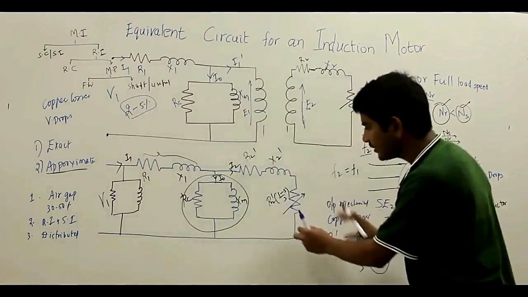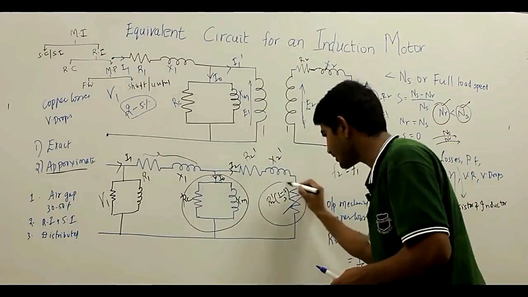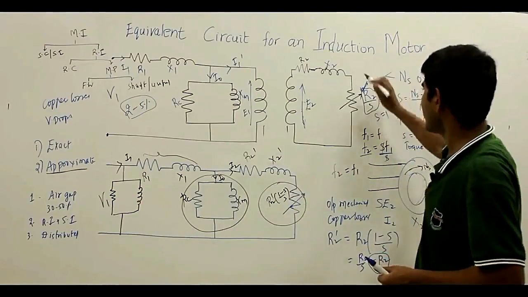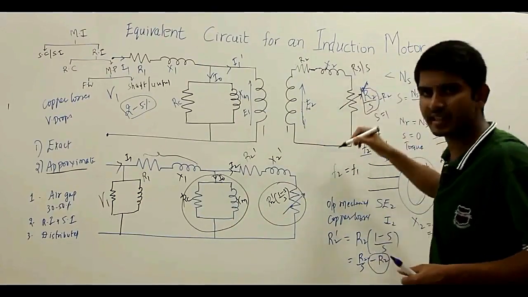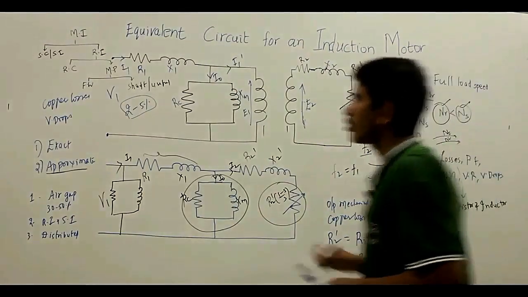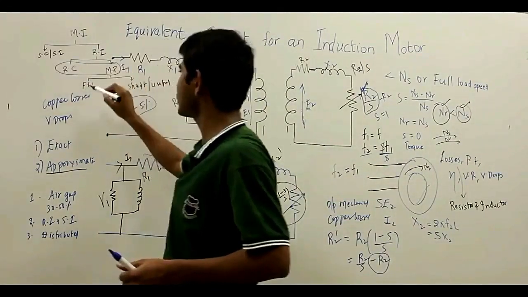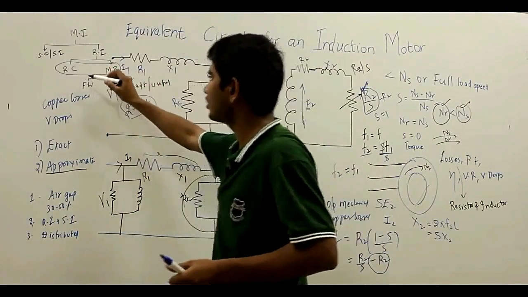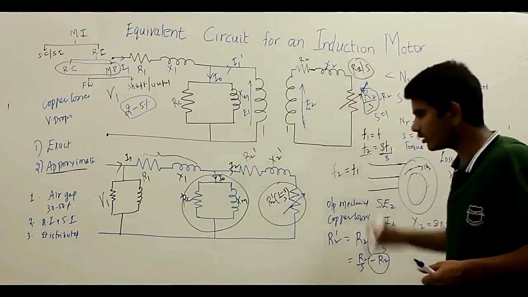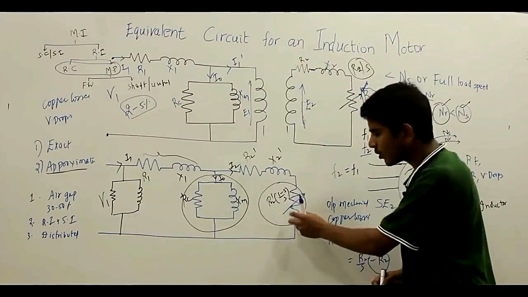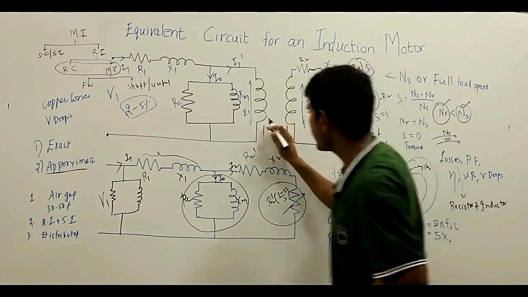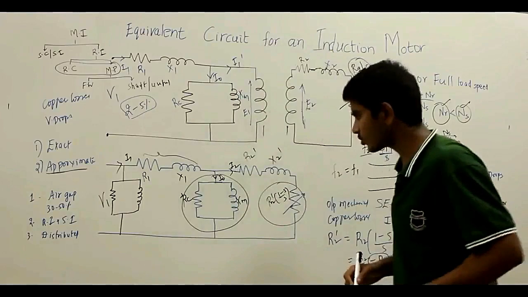The power dissipated in this resistance is nothing but the shaft power or useful power, unlike R2 upon S, which comprises the mechanical output power as well as the rotor copper losses. As this is a mechanical load, we convert it to an electrical equivalent of R2 dash into (1 minus S) upon S. Now, I have considered a 1:1 transformation ratio.